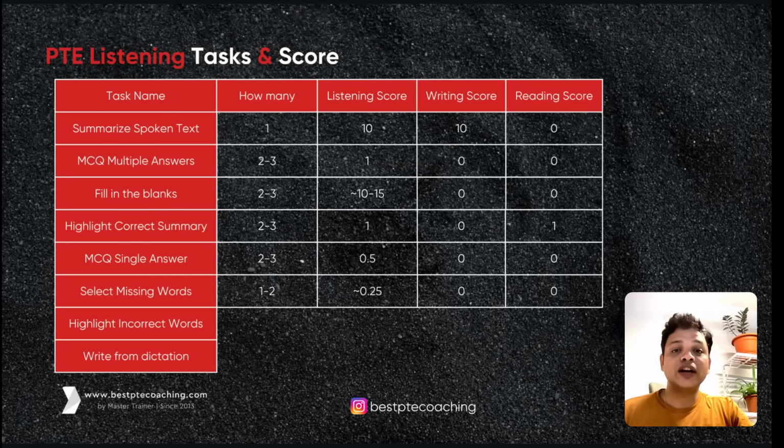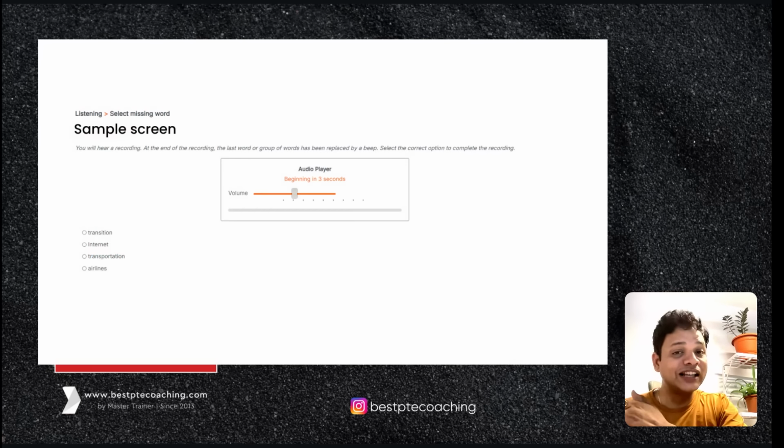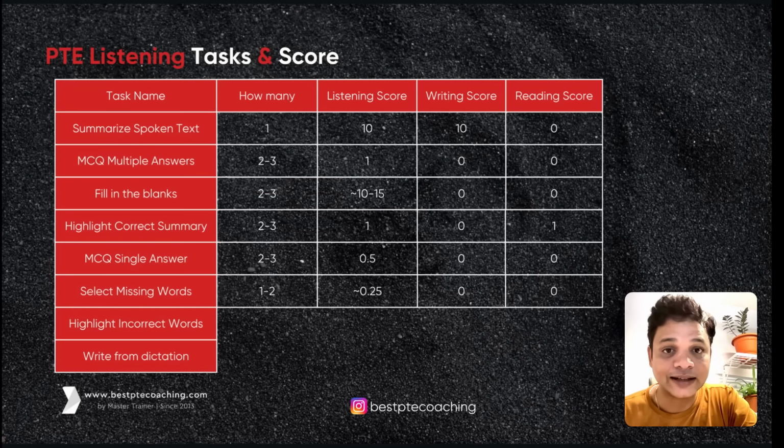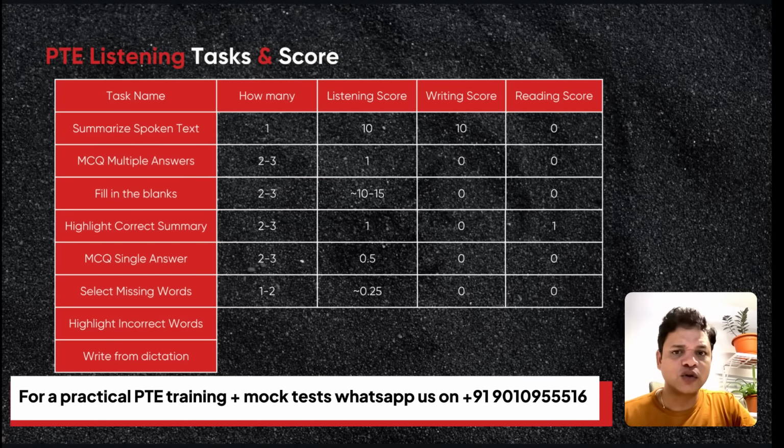Select missing words, 1 or 2 questions. There will be an audio. At the end of the audio, there will be a beep sound and you have to guess what is the missing word. What is in the beep? You have to guess based on the options given to you. That's select missing word. Hardly any score it gives you. There will be only one question in the real examination from this. Just one question.